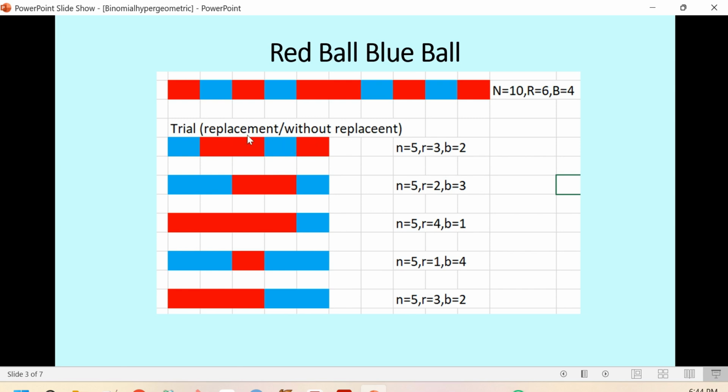So the replacement trial is a Bernoulli trial, and, for example, we think the red box is the success. Here the success number follows a binomial distribution. But if we use the without replacement trial, the red number follows a hypergeometric distribution. So it is very clear: the trial is similar, but one is with replacement and one is without replacement. So one is binomial and one is hypergeometric.